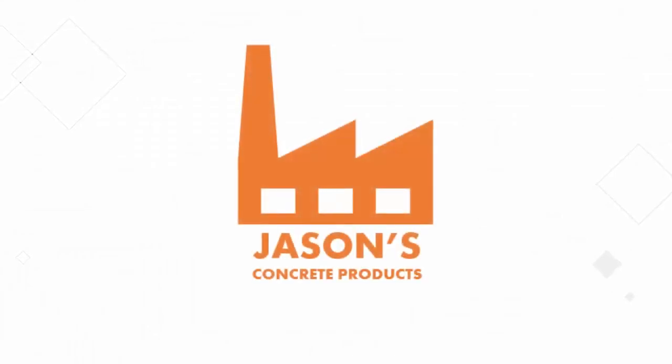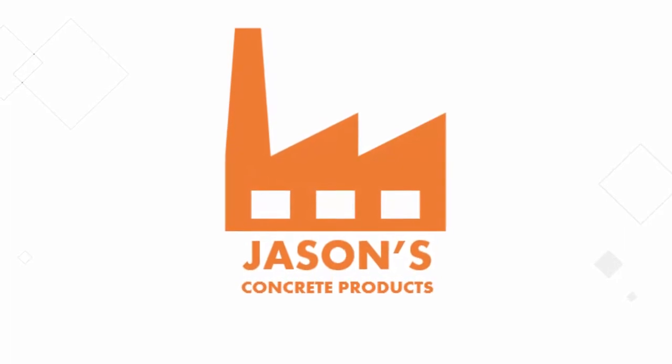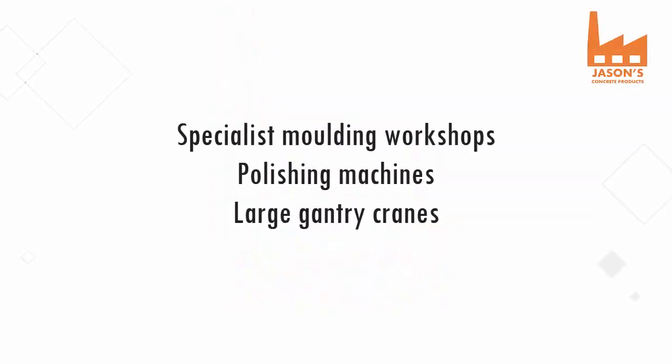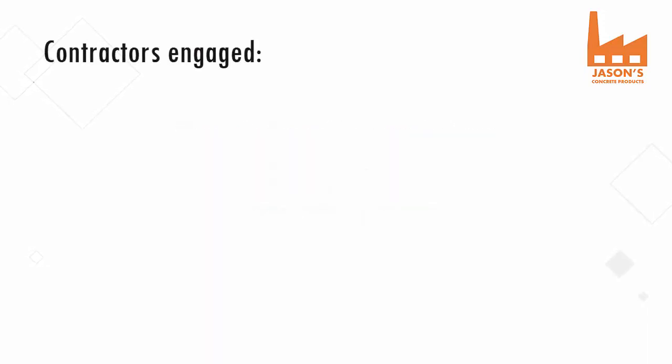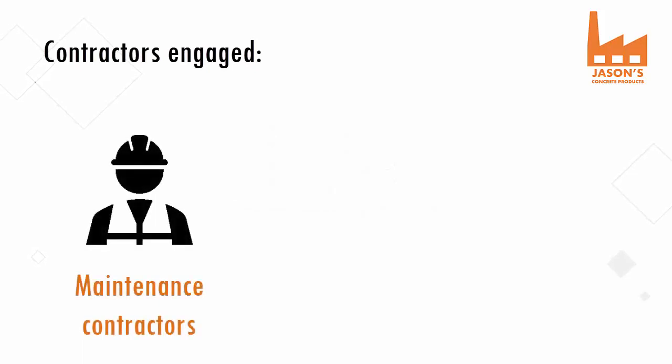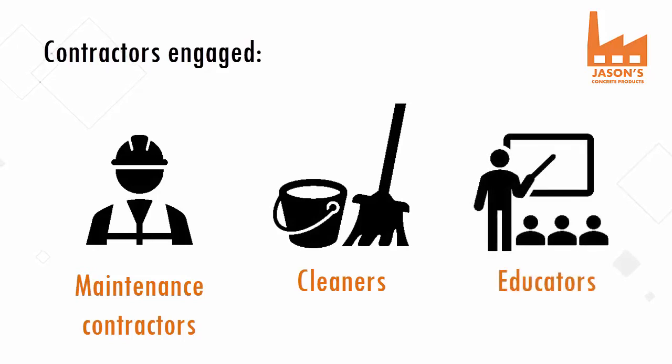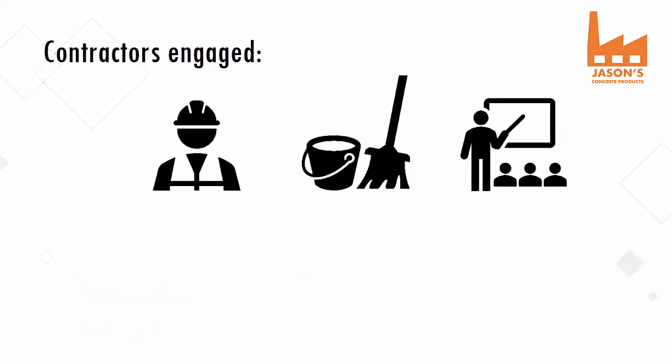A concrete products manufacturing company have work sites in Melbourne, Sydney, and Adelaide. They have specialised moulding workshops, computer controlled polishing machines, and production teams that operate large gantry cranes. Staff are working to build precast concrete panels. They occasionally engage contractors to operate and service the machinery. There are overnight cleaners to clean the office blocks and the workshop floors. Professional educators will visit to teach staff about concrete production. These are the contractors they will want to manage in Sitepass.